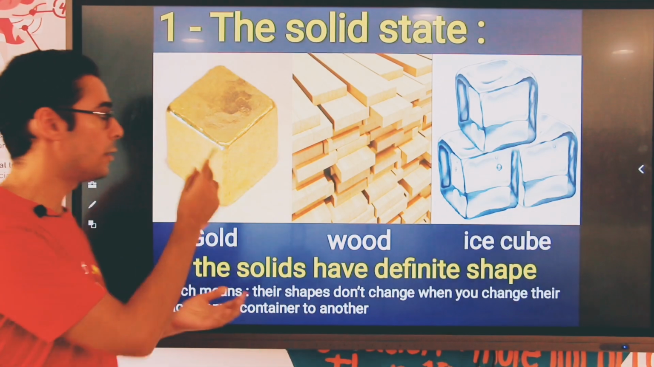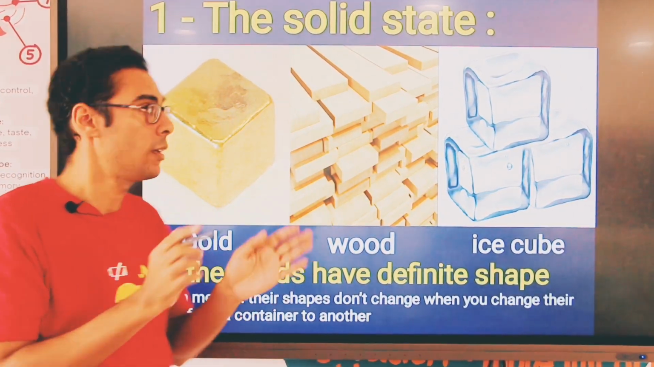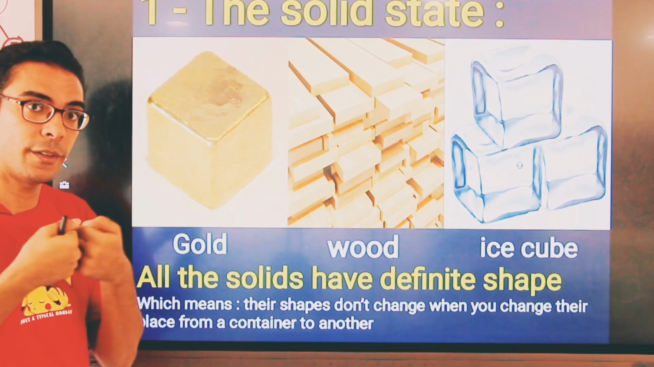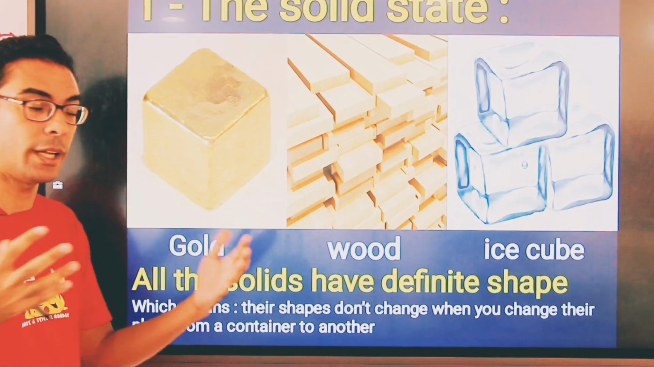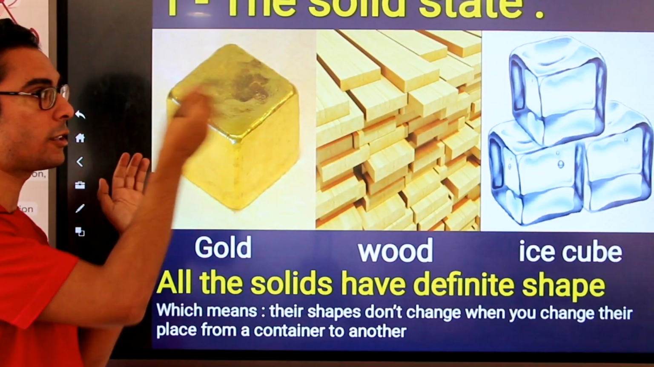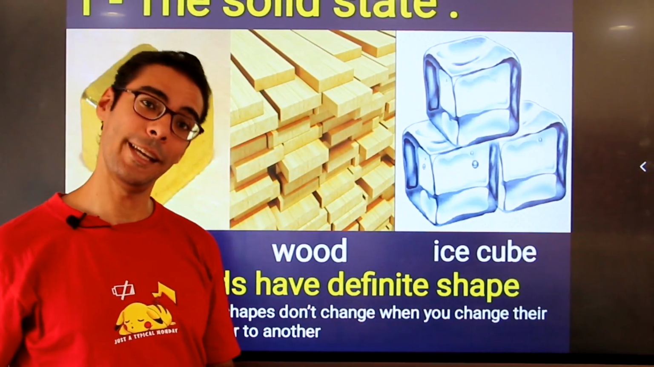Also the volume. The volume of the solid state is not changing because they have specific dimensions. The particles here are very close, so they are not moving freely, and they don't have space to change their volume or their dimensions. They stay with definite shape and definite volume.